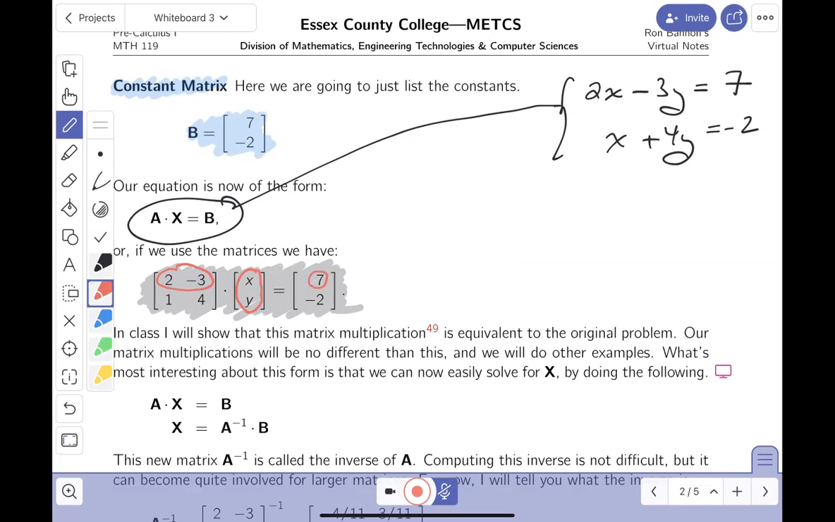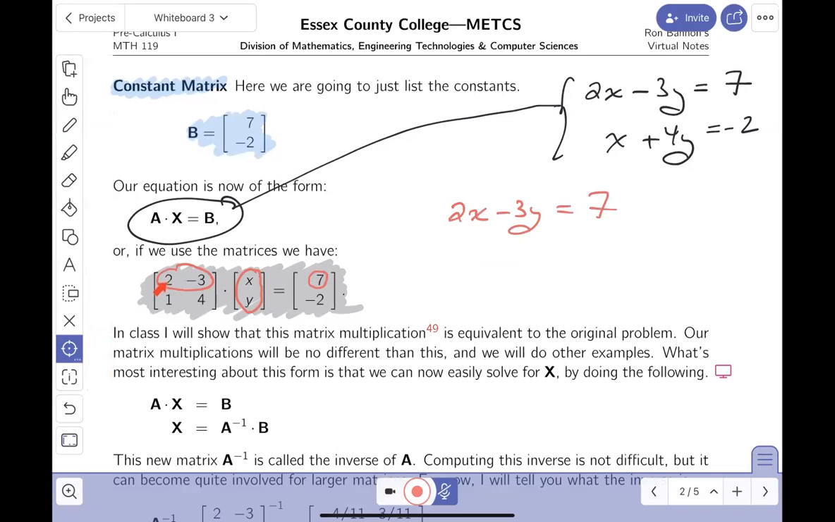I'm going to write this down. So what do I see? I see 2x minus 3y is equal to 7. I'm going to point out what I just did over here. 2 times x minus 3 times y. That's what I got over there. Equals 7. Let's do the next one. I'm going to put the circle down for you.